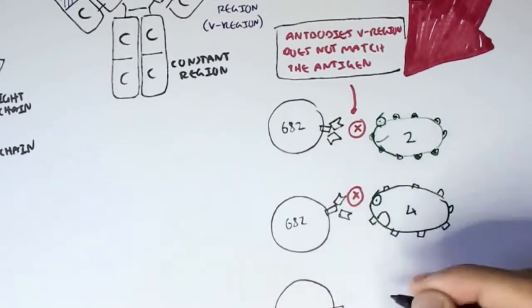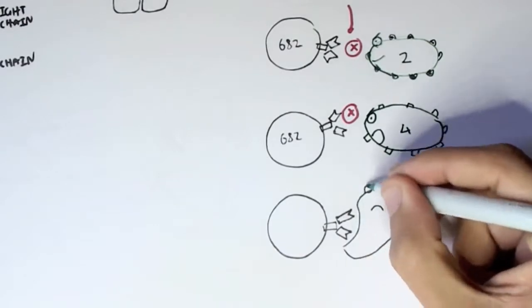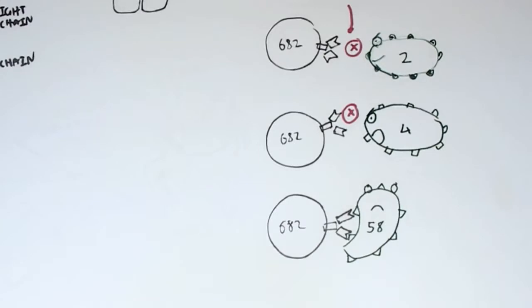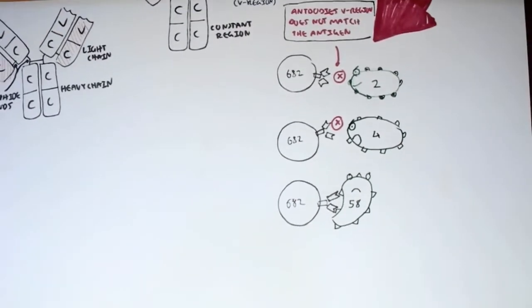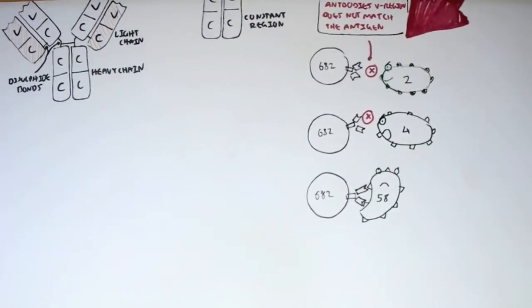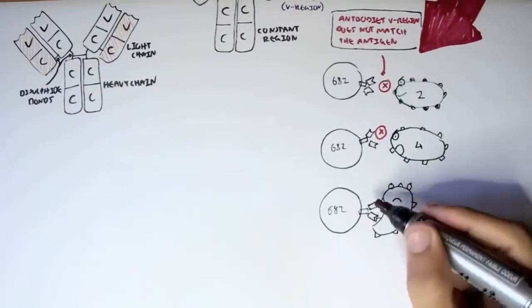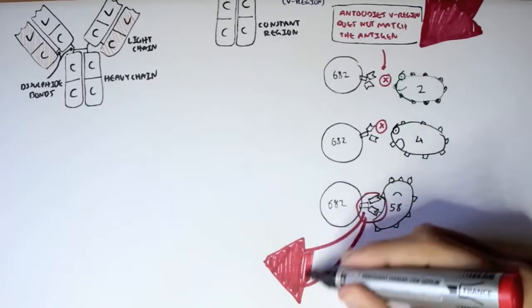However, B cell 6A2 can bind to this particular pathogen because this pathogen has triangular looking antigens which are complementary to the antibody's variable region, the antibody's binding site. And so as you can see, the antibodies are highly specific and so bind to a specific type of antigen.